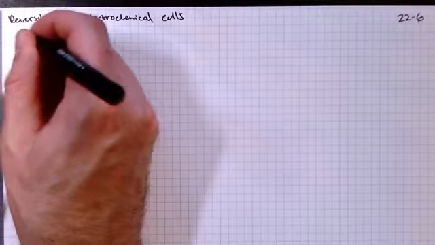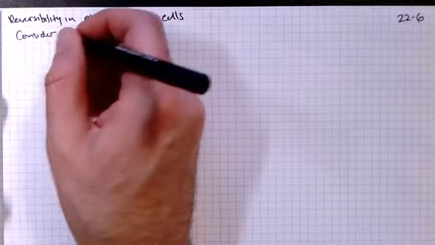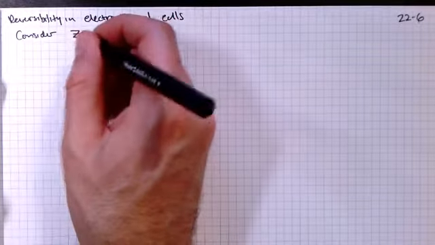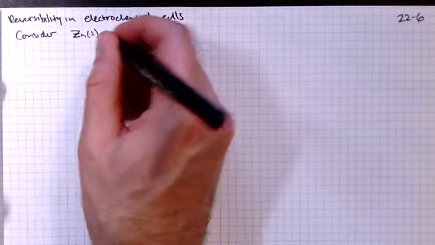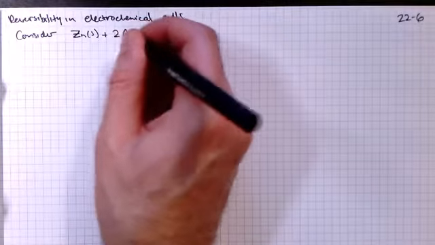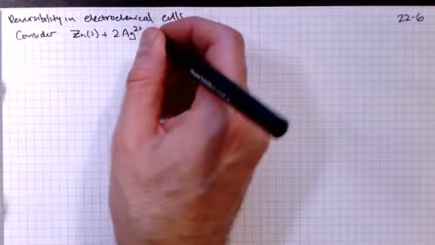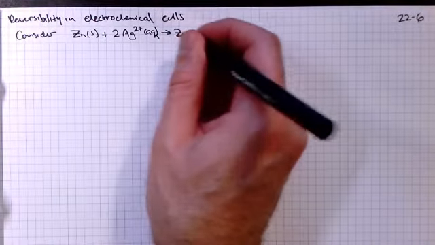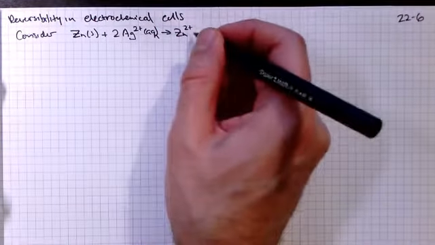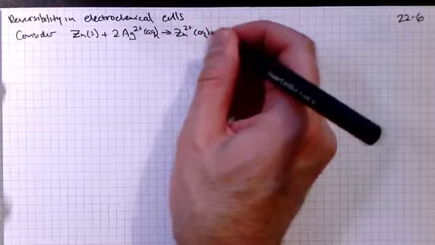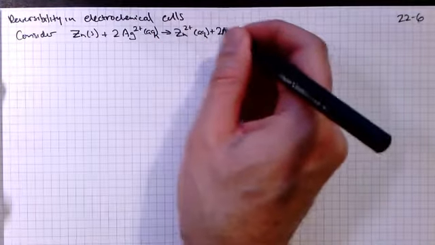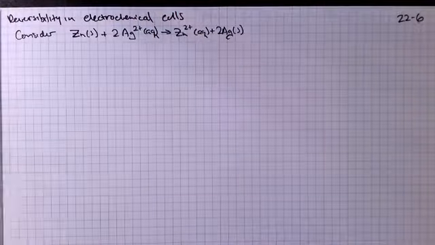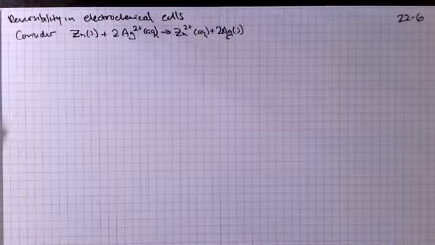So let's consider the reaction where we have zinc, which is a solid, plus silver in solution going to zinc in solution plus silver deposited out as a solid. So there are a number of different ways we could imagine doing this.